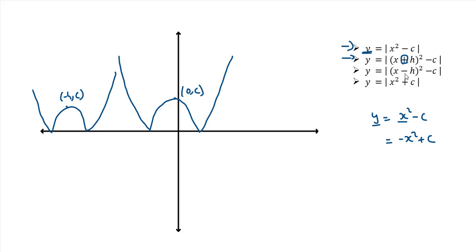Likewise, for the third case, the graph will shift h unit towards the right hand side. So your graph will look somewhat like this. And the coordinate of this point will now be h comma c.